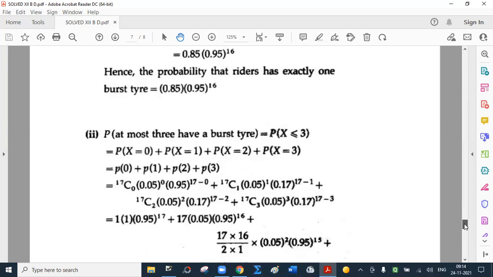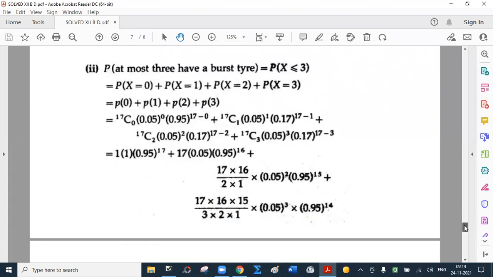Second part, probability at most 3 have a burst tire. So P of X less than or equal to 3. So you have to consider 4 cases. P of X equal to 0 plus P of X equal to 1 plus P of X equal to 2 plus P of X equal to 3. So it is difficult, this simplification part. So you have to be very patient with this.